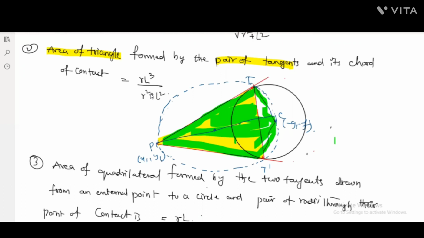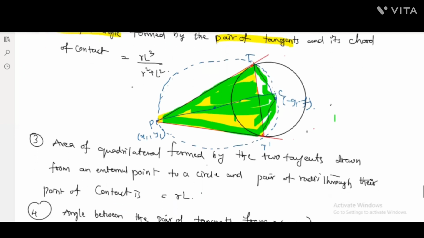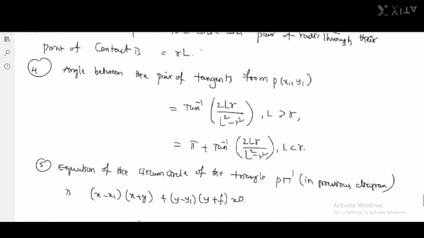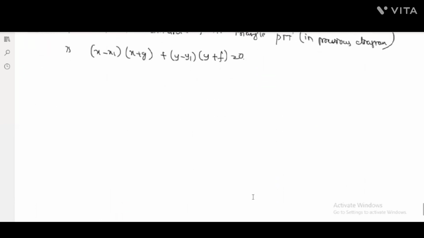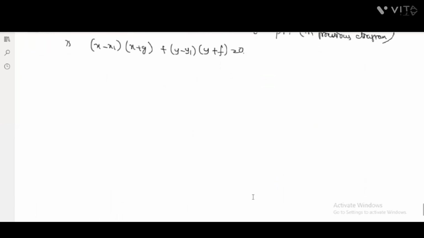So with the end points of the diameter, we can write the equation: (x minus x1)(x minus x2) plus (y minus y1)(y minus y2). So these are the different points we can discuss based on the previous topics. Next, here we have one formula, one problem based on this.